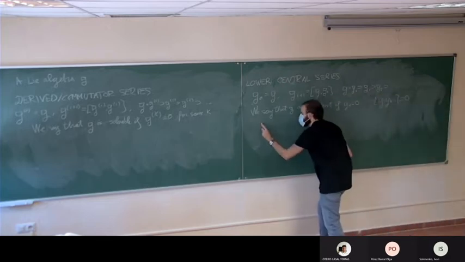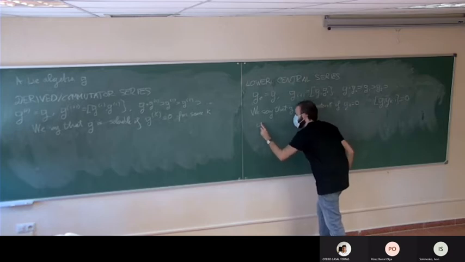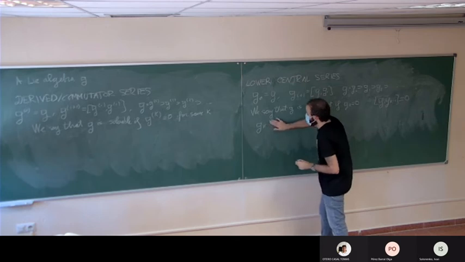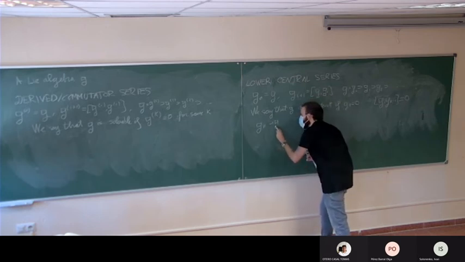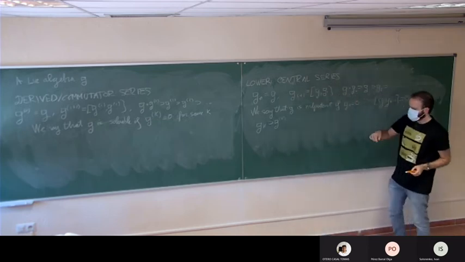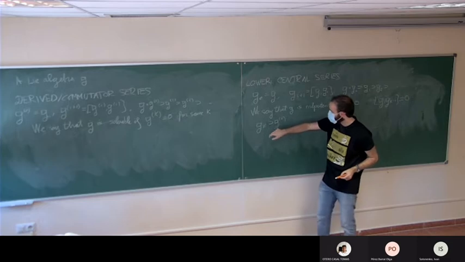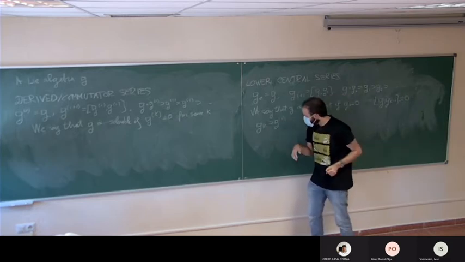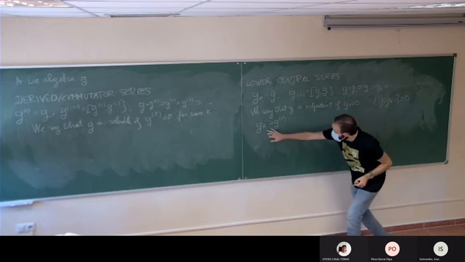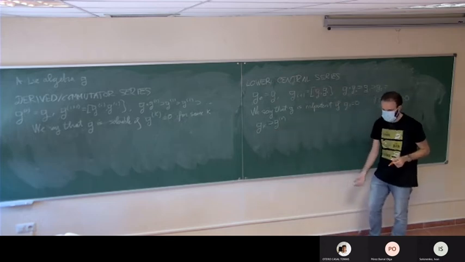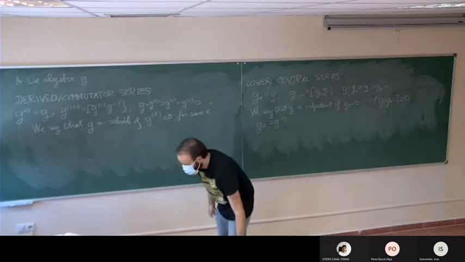And since, no, I always mess this one up. Yeah, this is the correct one. The derived series term G_k is always contained in the lower central series term G_k. So if the latter is zero, the former needs to be zero. So nilpotent algebras are always solvable.